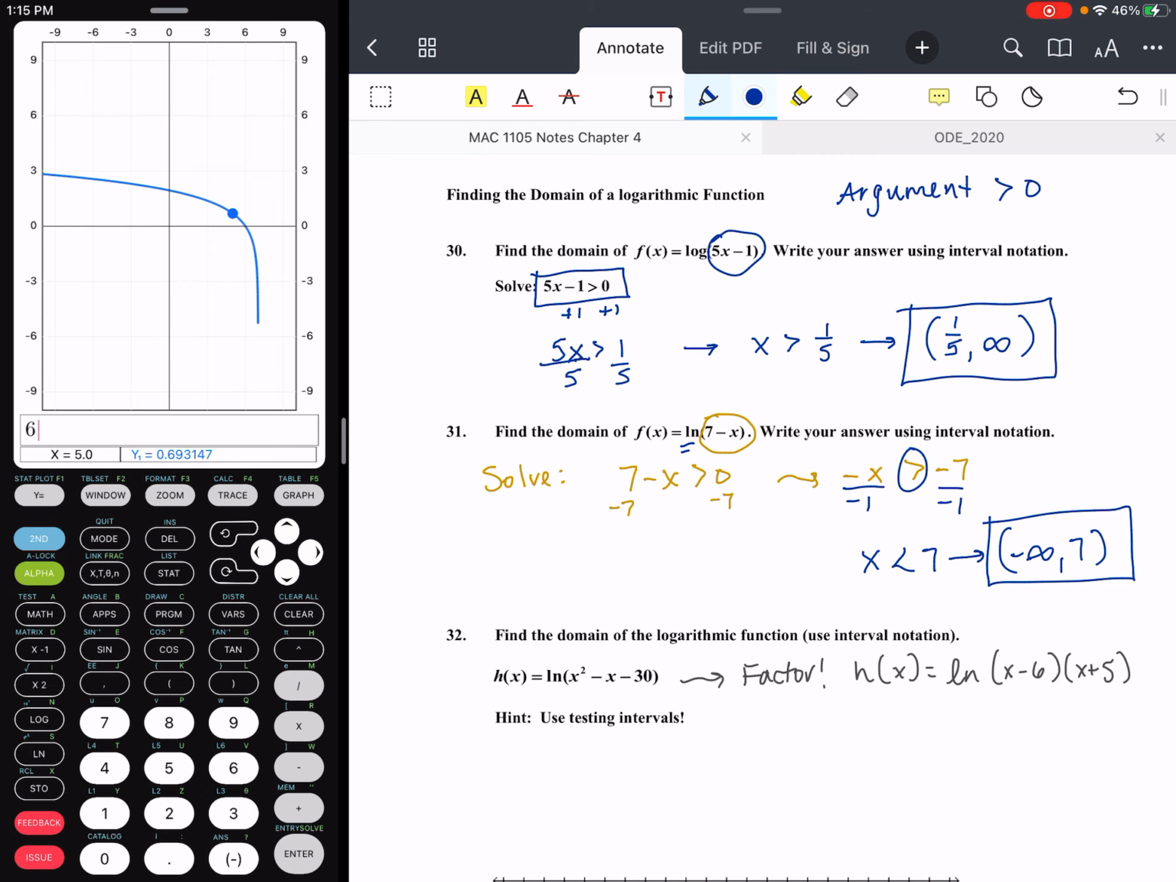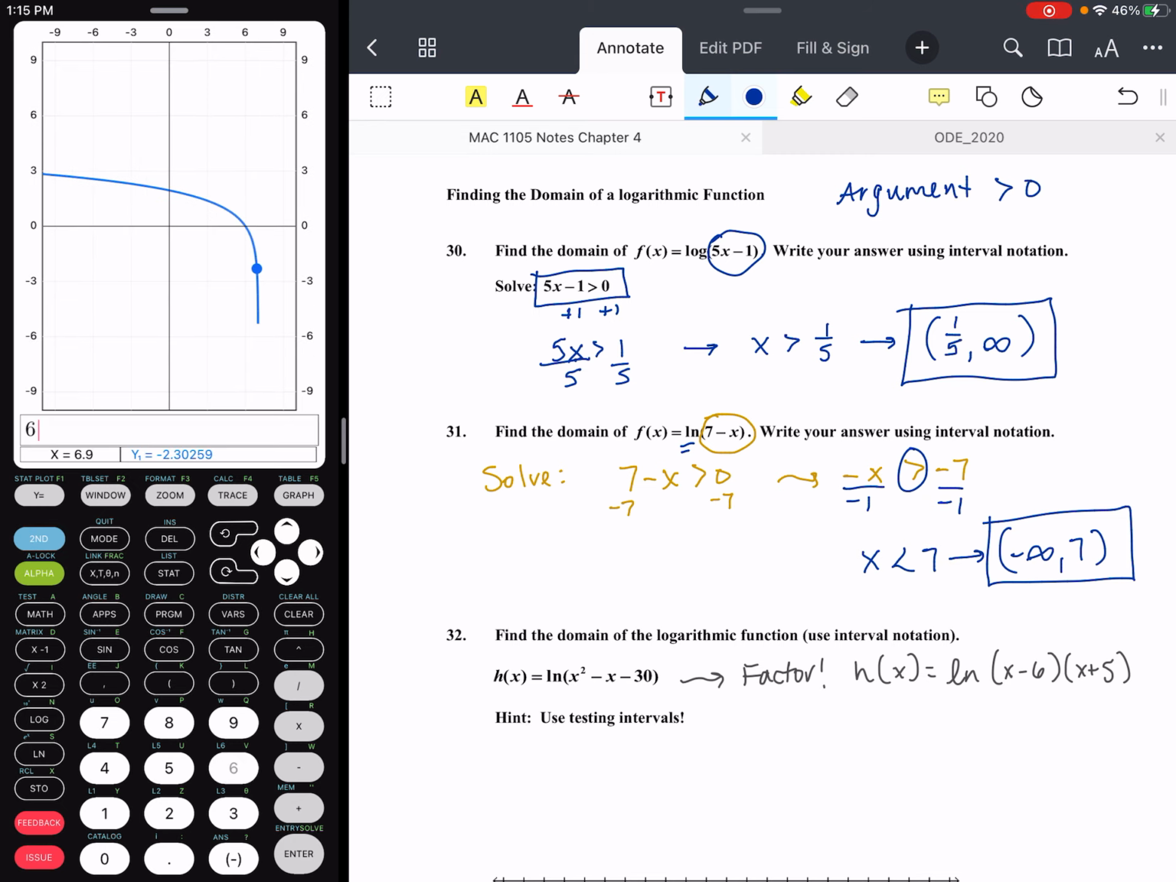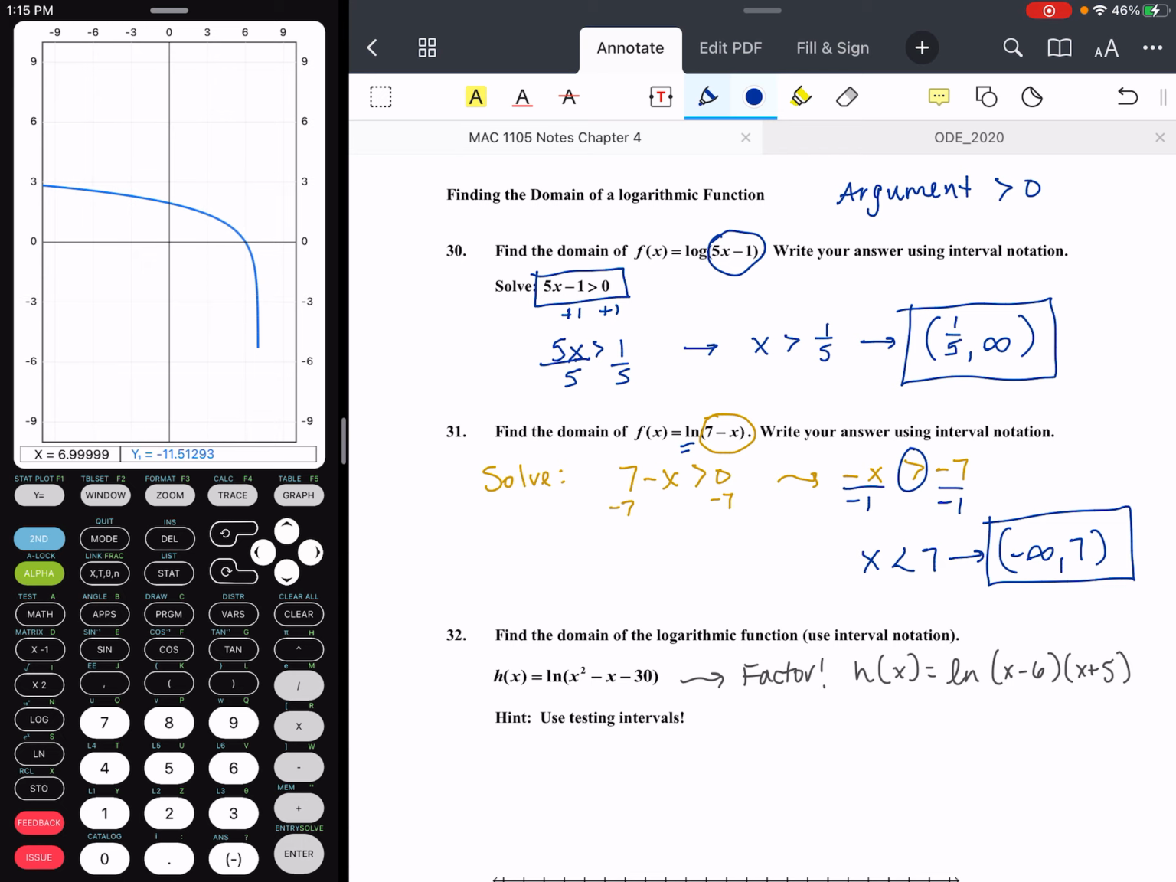If x equals 6, we end up at the intercept (6, 0). Then x equals 6.7, -1.2, 6.9. So I'm getting closer and closer, and the values are getting more and more negative, 6.9999. You can see the y value is becoming more and more negative, and that's our asymptotic behavior at our vertical asymptote, x equals 7 in this case.